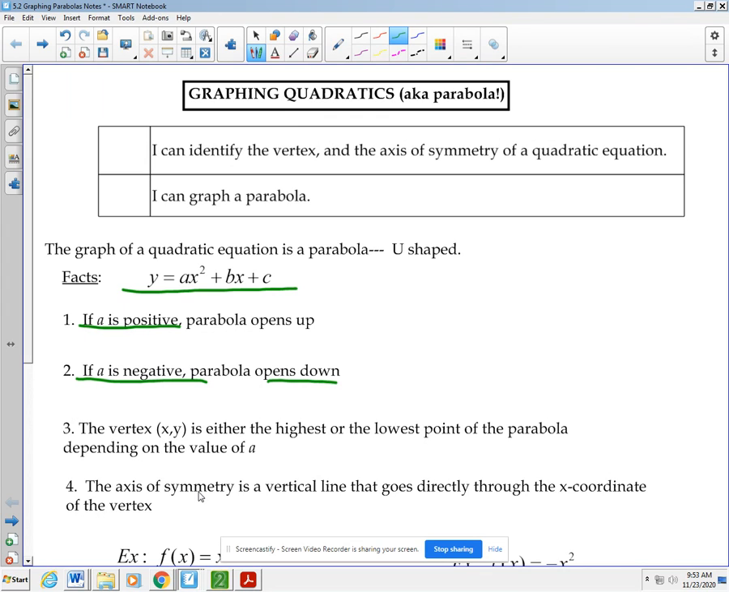Okay? And the most important point on a quadratic, on a parabola, is this point called the vertex. So this is called the vertex. Just like with absolute value functions, it was a V shape, and we also had something called a vertex.